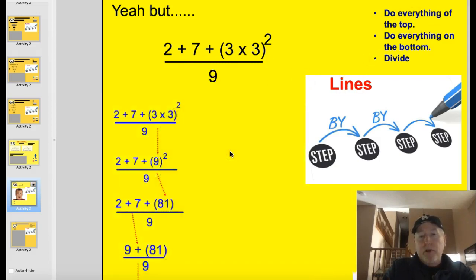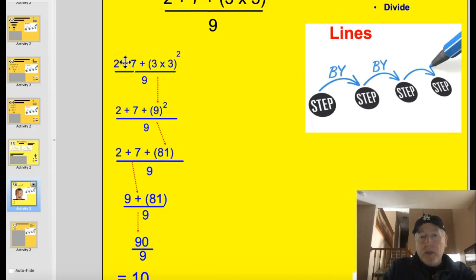Let's do an example here. All right, so here's this big long problem, and we look at it. Well, we got parentheses, so we got to go inside the parentheses first. So 3 times 3 is 9. I just copy the rest of that information down just like it was. Now I have an exponent. This is not 18. This is 9 squared. This is 9 times 9, which is 81. So I do that. That's my next step.